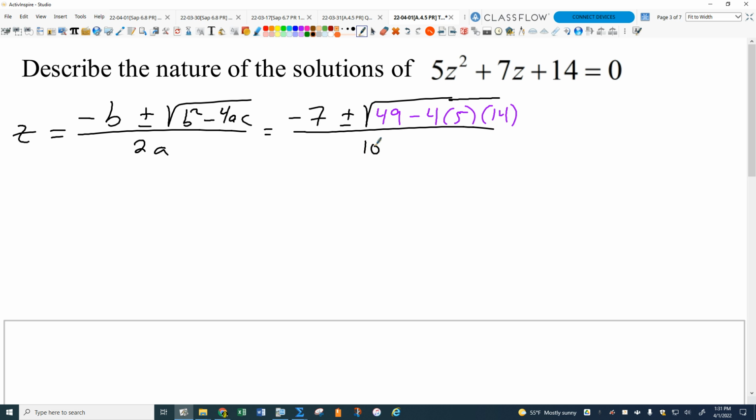Agreed? Can anybody tell me yet what kind of numbers we're going to get? We'll keep going. Let's do another step. Negative 7 plus or minus the square root of 49 minus 20 times 14, which would be 280. So 49 minus 280, can anybody tell me what that is? 49 minus 280? 231. Okay, but 49 minus 280 would be negative 231, okay?